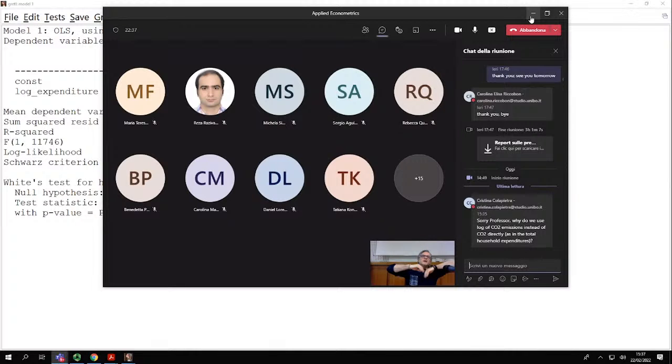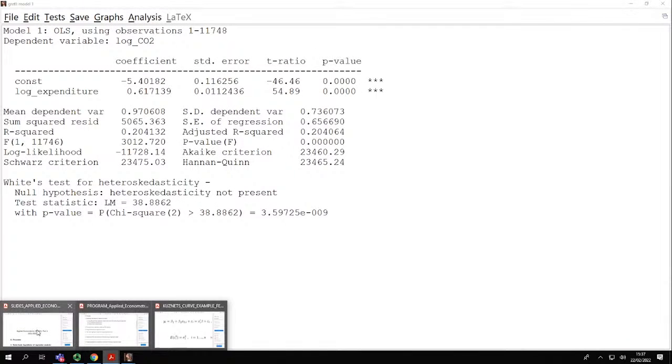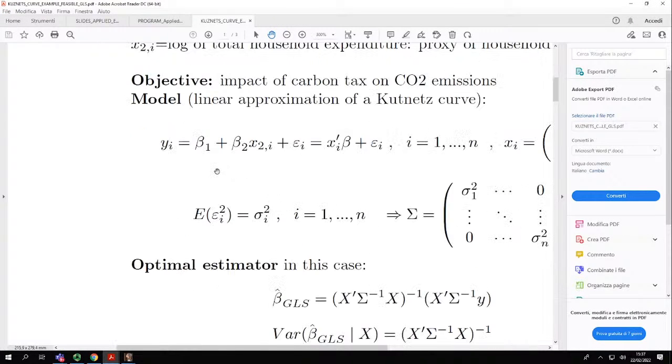So if you have, say, billions, taking logs, you get something like 10. So you're simply compressing the scale. And the second advantage is the interpretation of the coefficient, because in this model, if I have logs here and logs here, the beta 2 coefficient is immediately the elasticity of CO2 emission with respect to income.